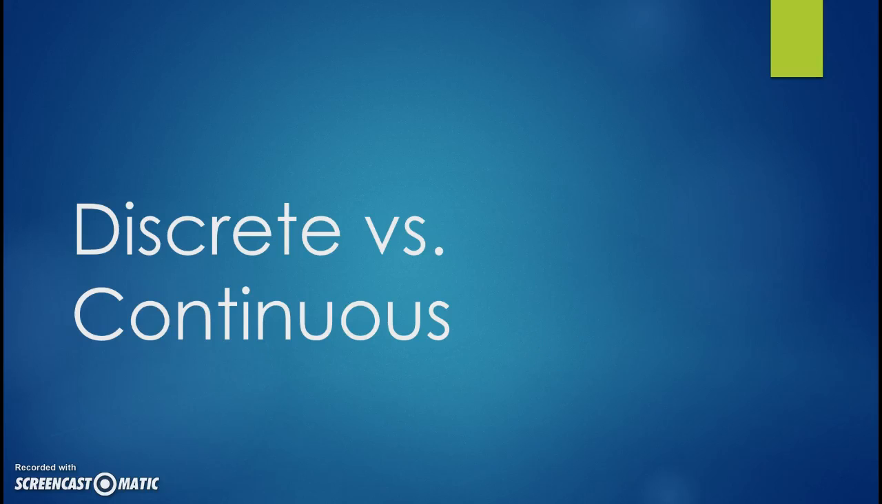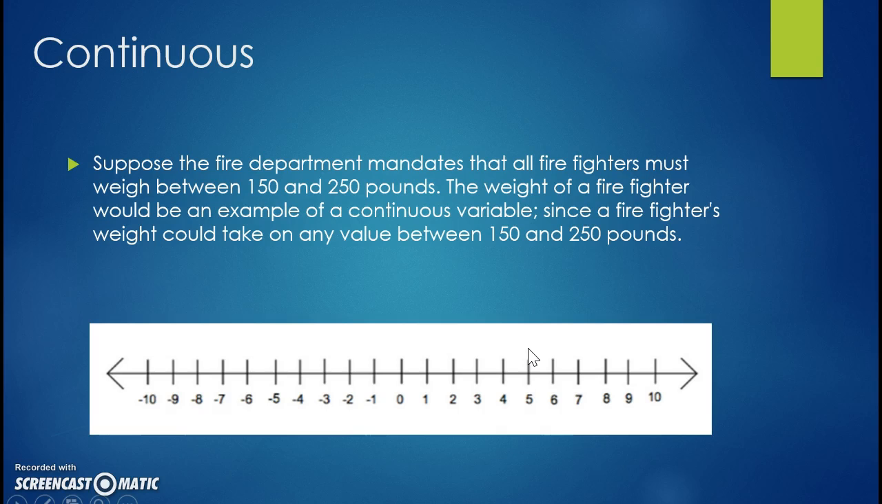We're going to talk for just a minute about continuous versus discrete pieces of information. To talk about continuous, we have an example. Suppose the fire department mandates that all firefighters must weigh between 150 and 250 pounds.